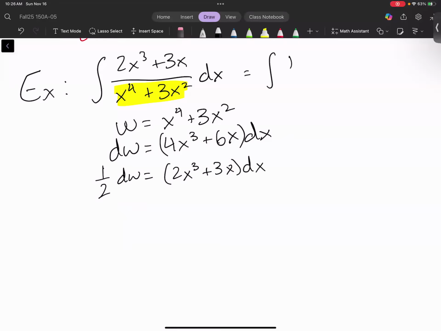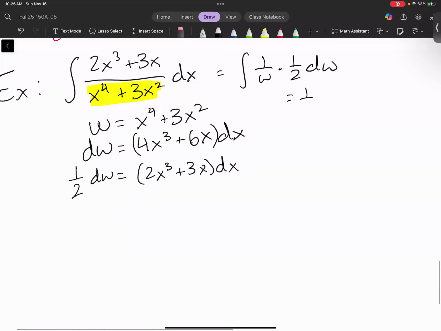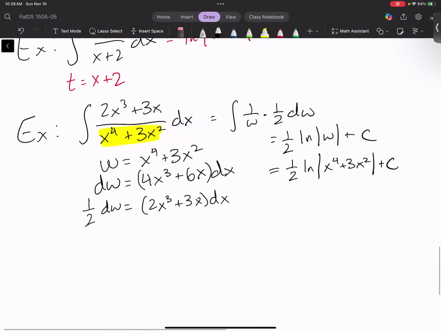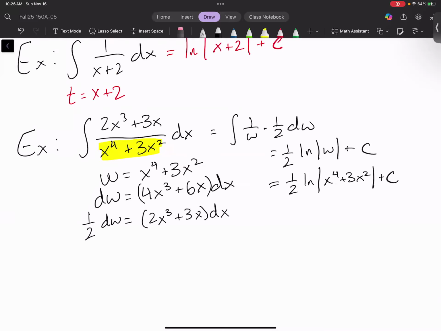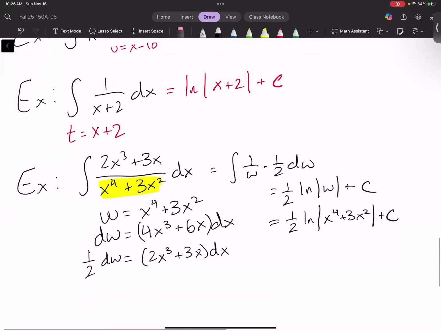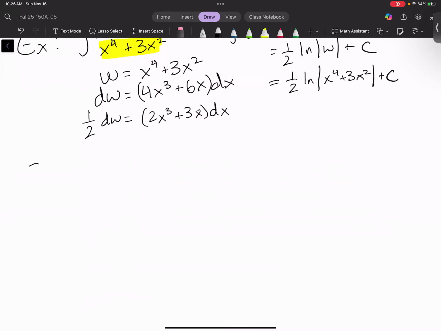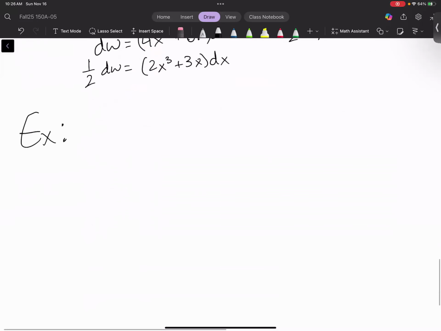So this is now the integral 1 over w times a half dw. So I can factor out the half. Integral 1 over w, natural log w, absolute value w, excuse me. And then we'll stick this back in. All right. So for substitution, your denominator, if you have one, is probably a good inner function to use a substitution on. Something in parentheses, the exponent of an exponential function, right? Okay, those are kind of the three big ones.